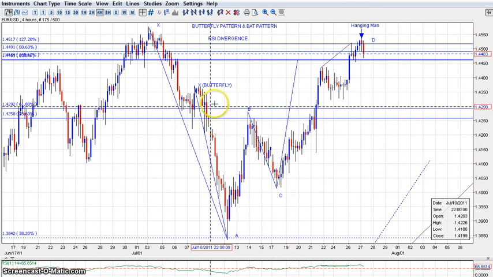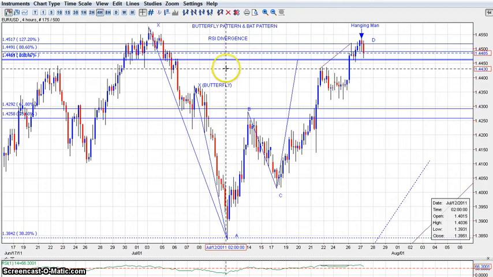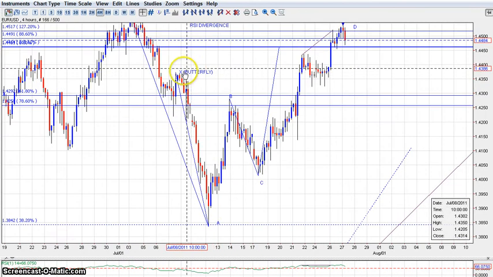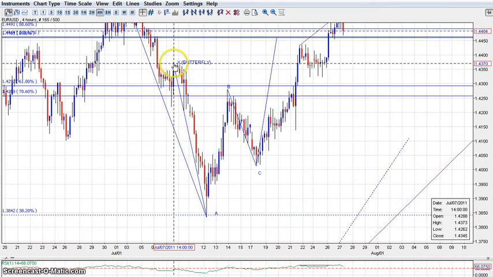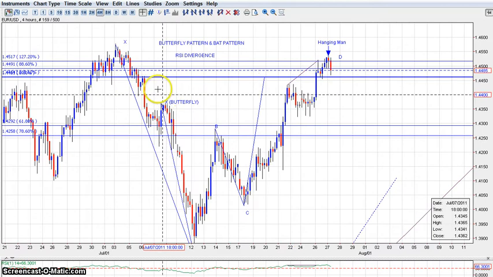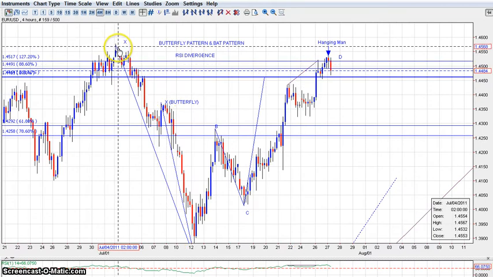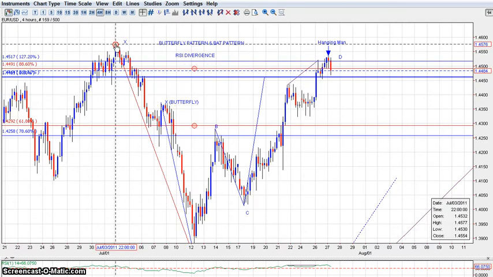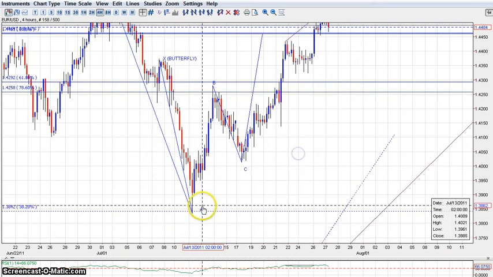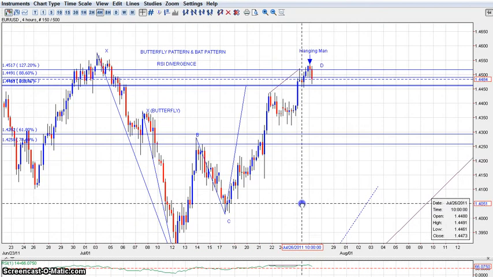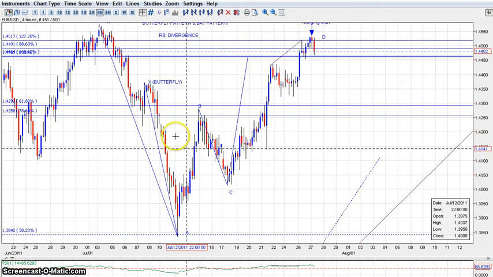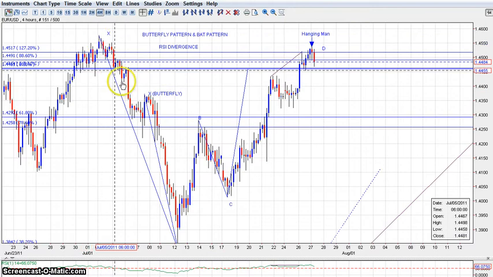The first one here is basically the butterfly pattern and the bat pattern. If we look at this 5-point structure here, from this point, that's X, A, B, C, and D at this point, and you have another one which is the bat pattern, which is X, A, B, C, D. So literally these two patterns are sharing the same A, B, C point here, but the starting point of them, X, is different.